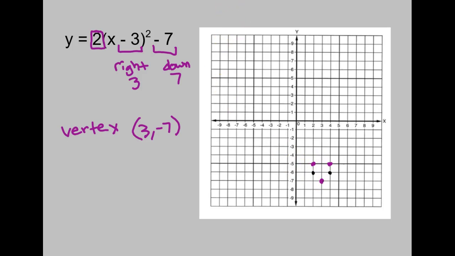I'll go back to the black real quick. The normal graph, the y equals x squared, just goes right 2, up 4. So it normally went there. Left 2, up 4. It normally went there. But this graph is going to be, again, twice as steep. So instead of going right 2, up 4, it's going to go right 2, up 8, all the way up here. Left 2, up 8. So now we can see our parabola.